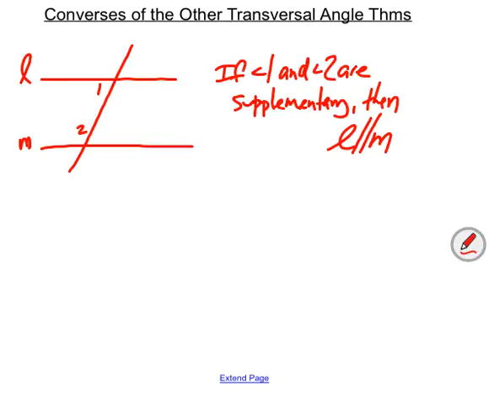So what we want to say there is that if we know that they're supplementary, okay, so maybe if this were in a proof, we would probably want to say at some point above this that the measure of angle 1 plus the measure of angle 2 was equal to 180. That means that they're supplementary by definition of supplementary angles. And then once we've established that they're supplementary, then we could say that the lines are parallel.